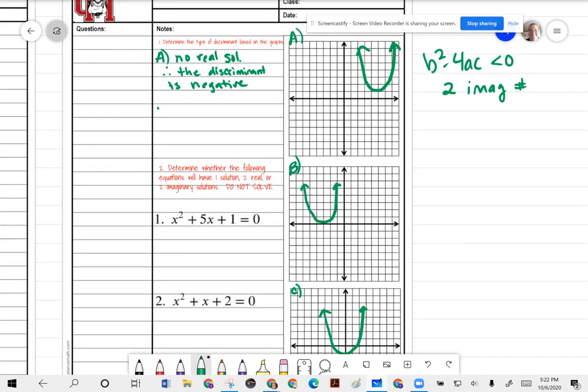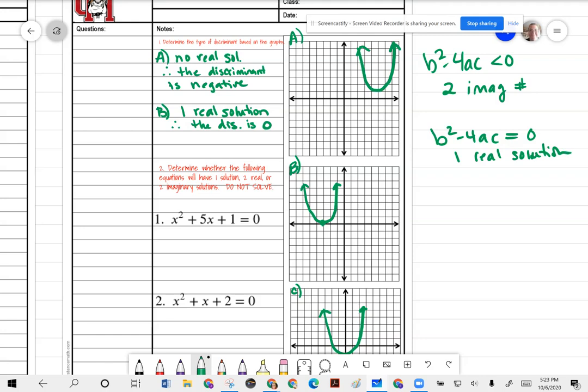So let's take a look at graph B. Graph B is supposed to have one intersection point. So it touches the x-axis at one specific spot. So there is one real solution. Therefore, the discriminant is 0. We know that if the discriminant, according to the vocabulary, is exactly 0, there is one real solution.